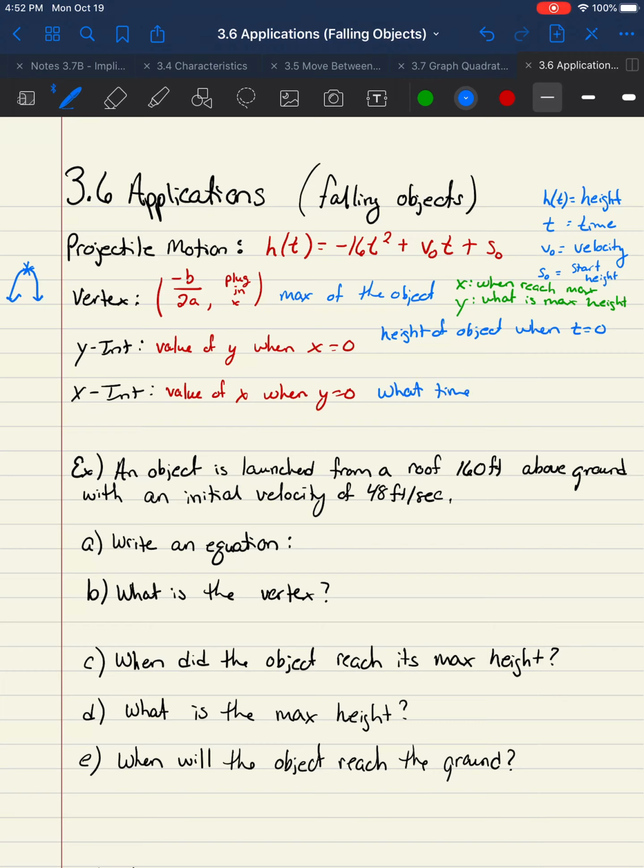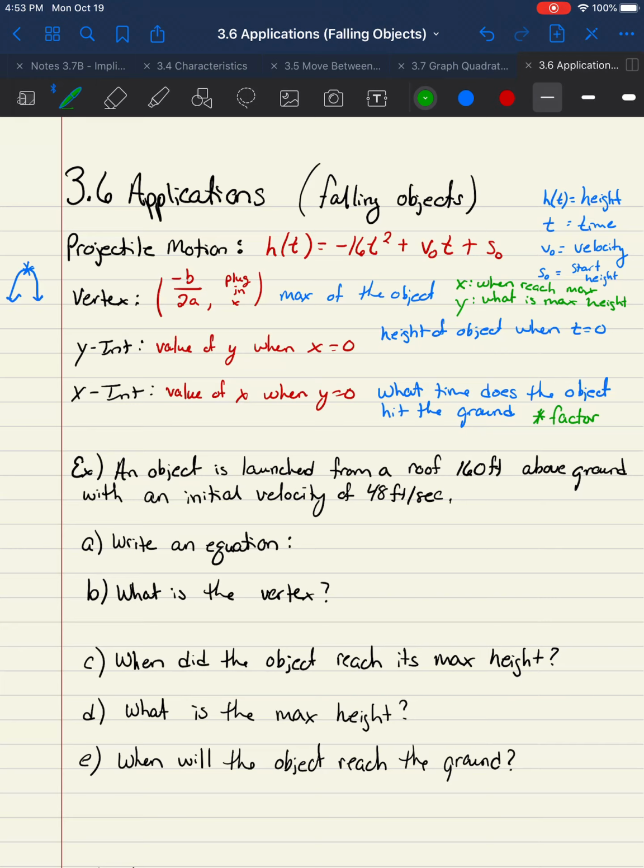X-intercept, this is the value of x when y equals 0. So again, in terms of our falling object, this is going to be what time the object hits the ground. And how we're going to find this, we're going to factor.